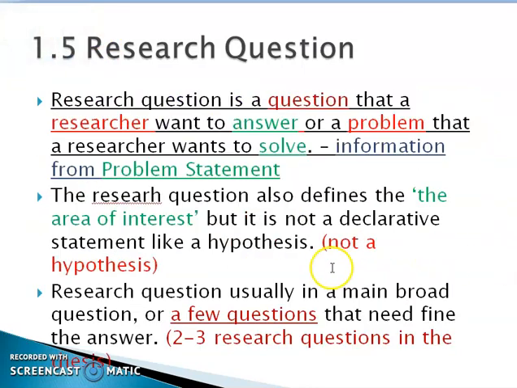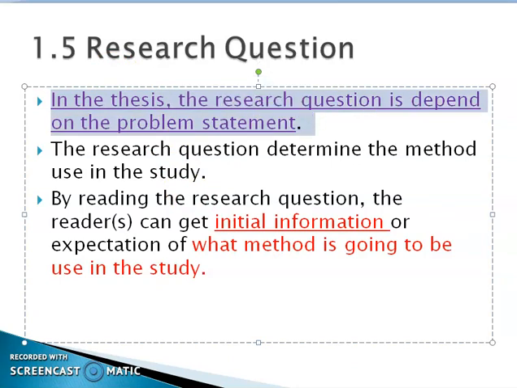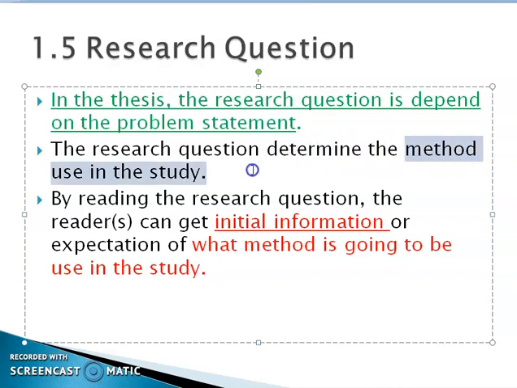A research question is usually a main broad question, or a few questions, that need answers. Usually there will be around two to three research questions in the thesis, and the research questions depend on the problem statement. Remember, the research question also determines the method that is going to be used in the study.